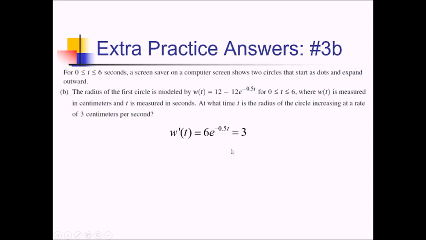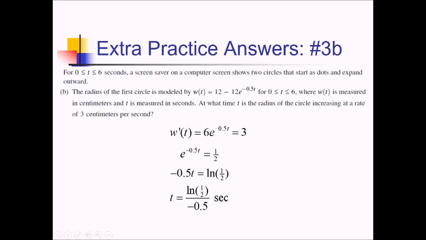Well, to solve for this, we can start by dividing both sides by 6. So we have e to the negative 0.5t equals 1/2. And then after that, to get to t, we have to get rid of this e here. So we take the ln of both sides. So I can write negative 0.5t equals ln of 1/2. And then finally, to get t, we'll just divide by negative 0.5. So t then is going to be ln of 1/2 over negative 0.5, and that's going to be in units of seconds.